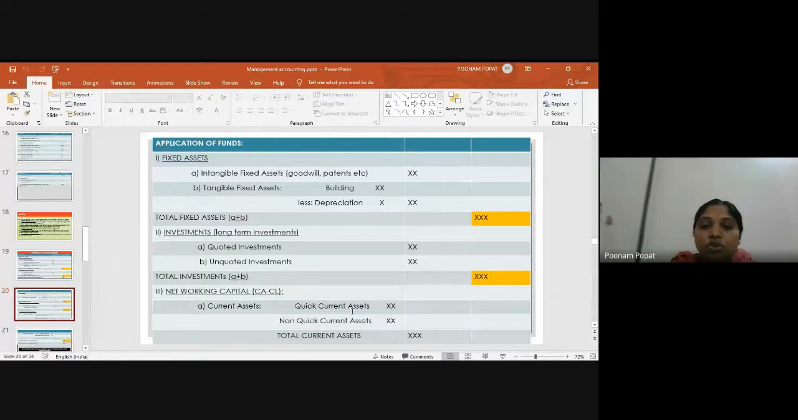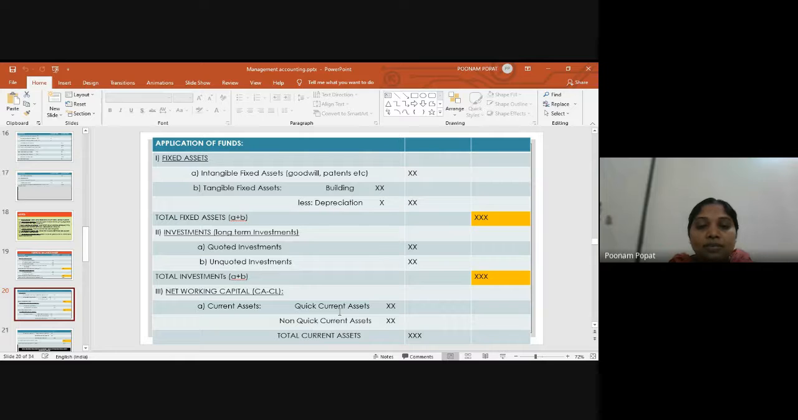Yes. So it is a quick current asset. Let's take another example, bills receivable or debtors. Bills receivable and debtors together are known as accounts receivable. So can I get cash immediately for this debtor or bills receivable? Are they easily convertible into cash? Yes, no?